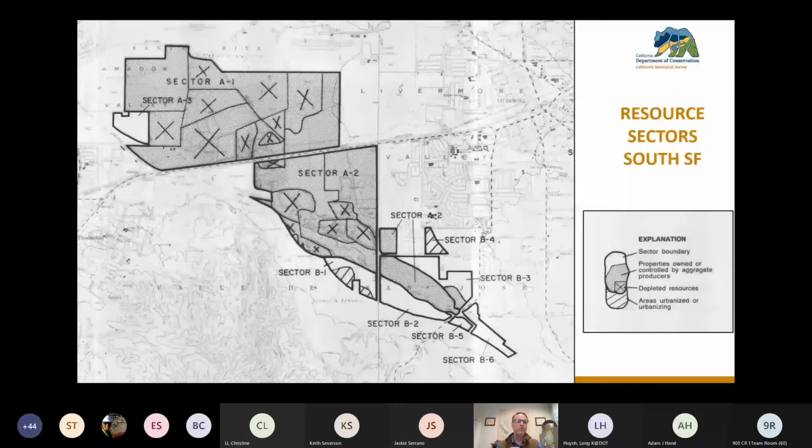Here's a blow up of an area. This is the Livermore Sunol area, and so the X's mean that they're depleted resources, been mined out. The hatched areas are lost to urbanization, so we don't want that happening. And the others are owned or controlled by an operator, so we don't look at it that way anymore. So we're updating these maps to be current with our current standards and improve the usefulness of these documents.